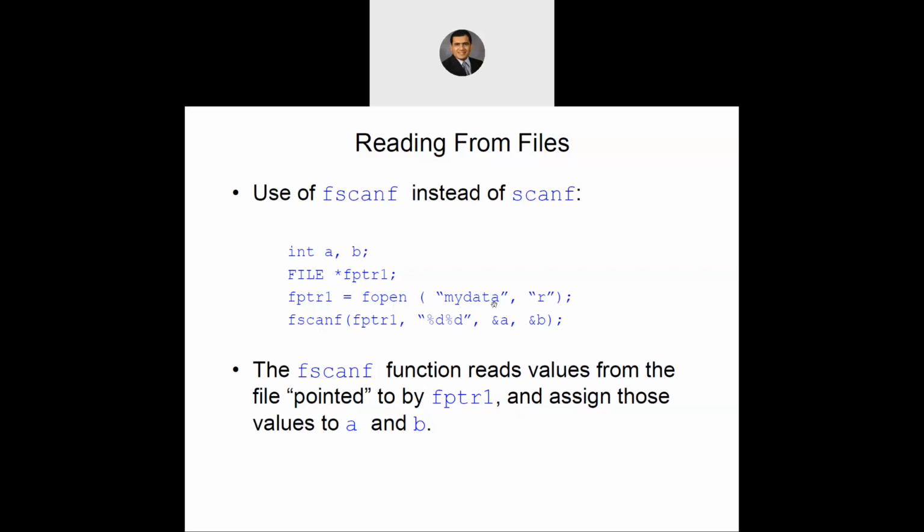There's something wrong over here. What's wrong, my dear student? I haven't mentioned the extension name. This has to be .txt. You cannot just write a file like this. You should have an extension name. Okay? So I'm associating my file pointer, which is associated with this file, and I'm reading the values from this file. The first value will be stored inside A. The second value will be stored inside B.